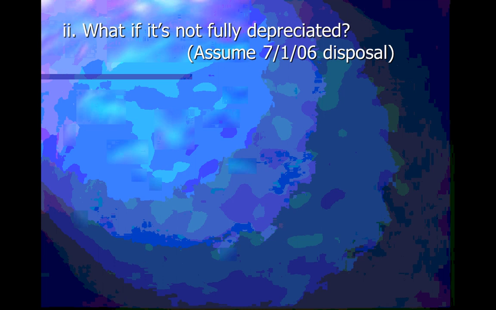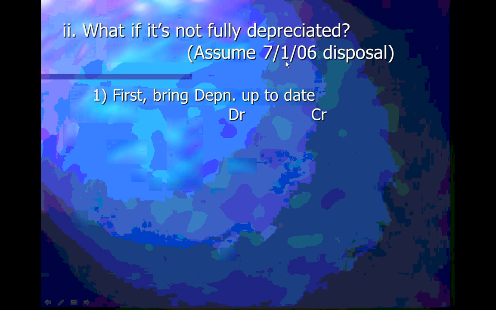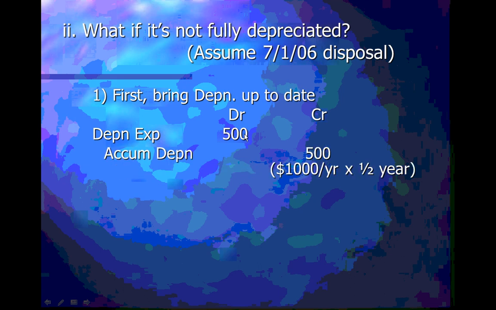More complicated case here. What if it's not fully depreciated? We still have some depreciation left to take, and let's suppose instead of 9 years in, after about 5.5 years, we get rid of this thing, and let's see what happens. First, even though it's mid-year, we would bring the depreciation up to date, even if the company wouldn't take depreciation until the end of the year. We're going to do this one mid-year just to check, okay? So it was $1,000 a year, so we take depreciation expense right now and add to the accumulated depreciation, okay?